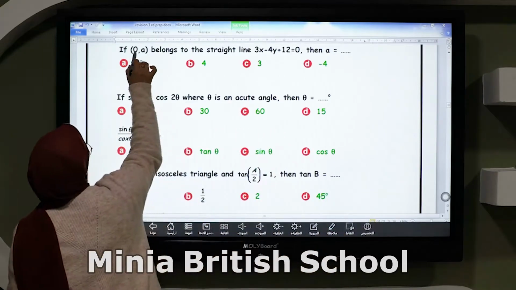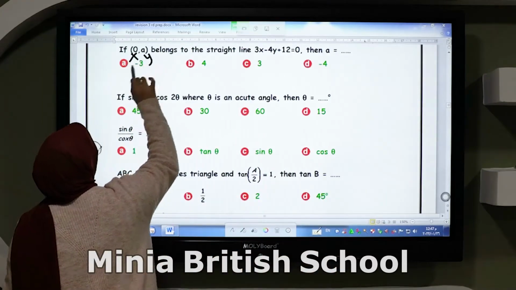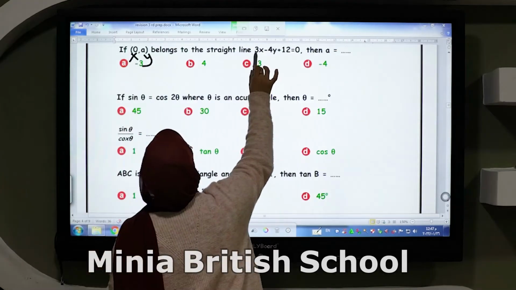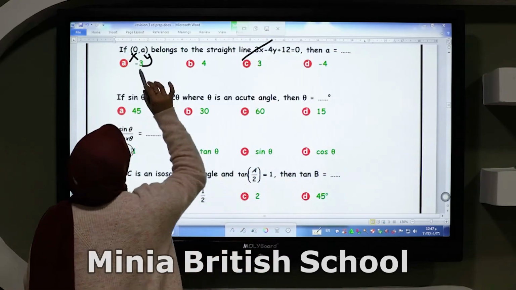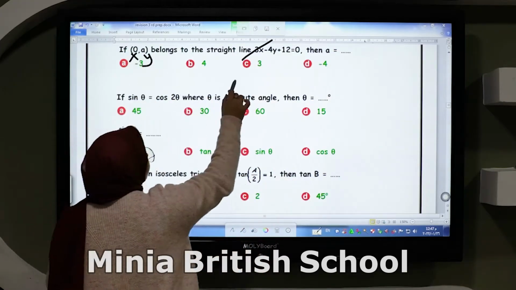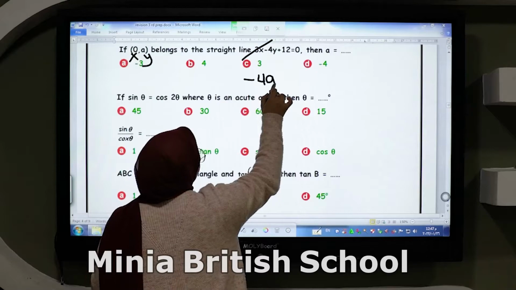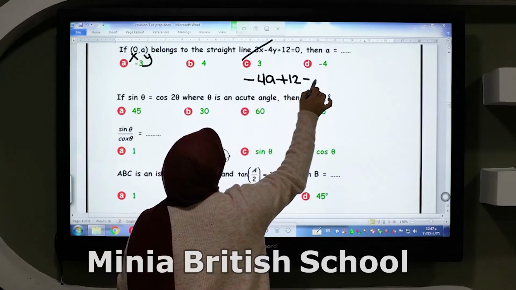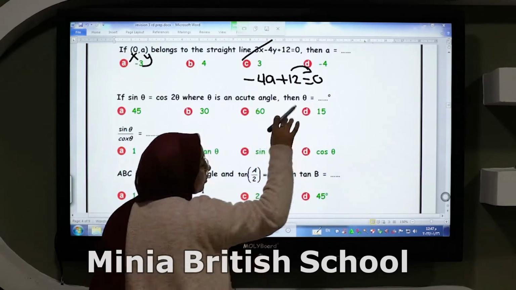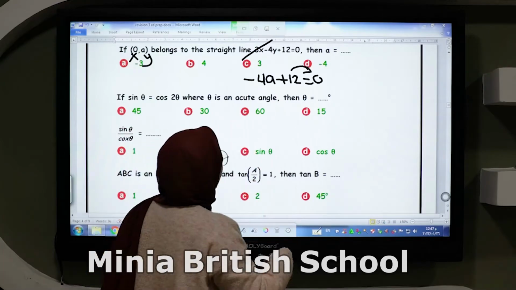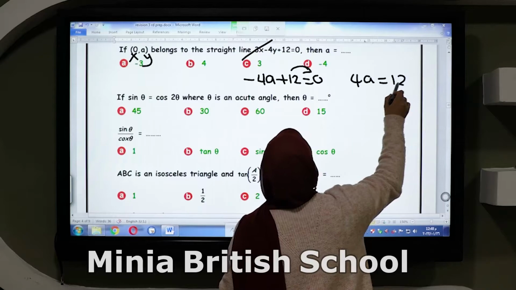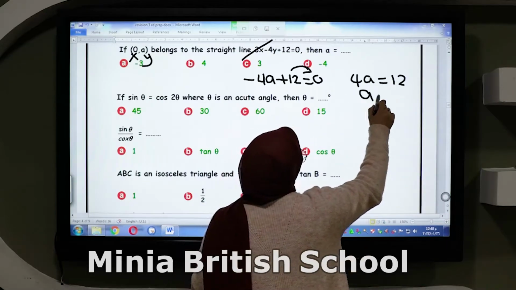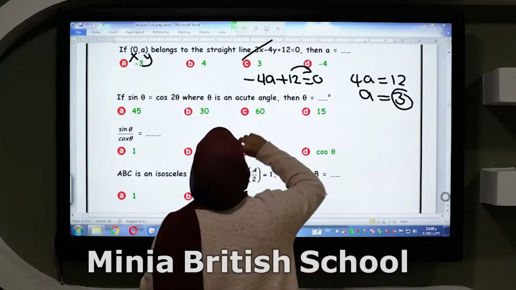Here x and y. X here equal 0. So 3 times 0 equal 0. Y equal A. So negative 4A plus 12 equals 0. By simplifying this equation, we get 4A equal 12, then A equal 3.